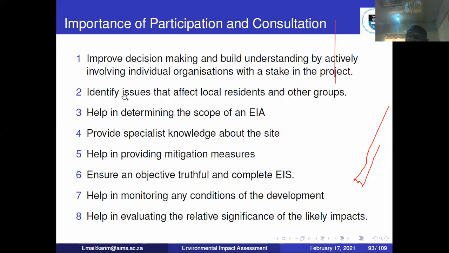When you allow people to participate, when you consult people, you are able to identify issues that affect the local residents and other groups. If you don't allow them to participate, because you may not be a resident of the area, you won't know what is actually affecting the people. So once you bring a project into an area, you should know how the project is going to affect the people. Is it going to have a negative impact on their life? Is it going to have positive impacts on their life?